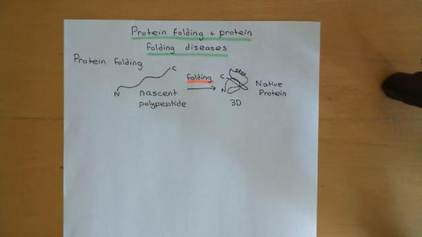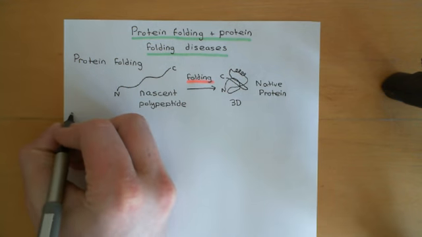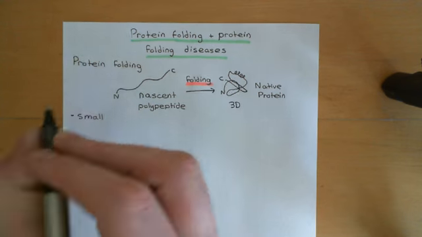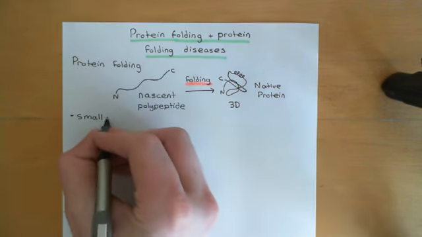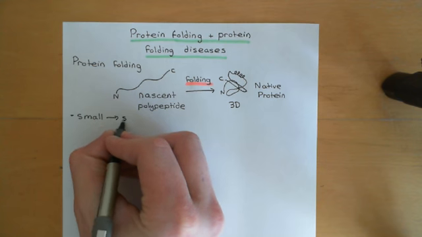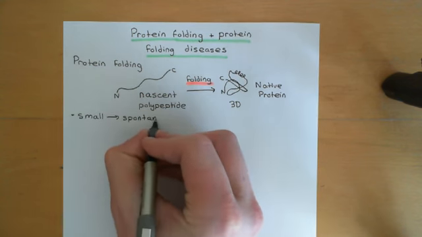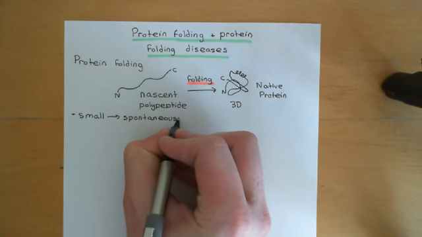They will, if you just leave them on their own, fold into this three-dimensional native structure, okay? Those proteins which do that spontaneously are generally very, very small polypeptides, okay? So not many amino acids, basically. So small proteins can fold spontaneously. Larger proteins need help to actually fold, okay?